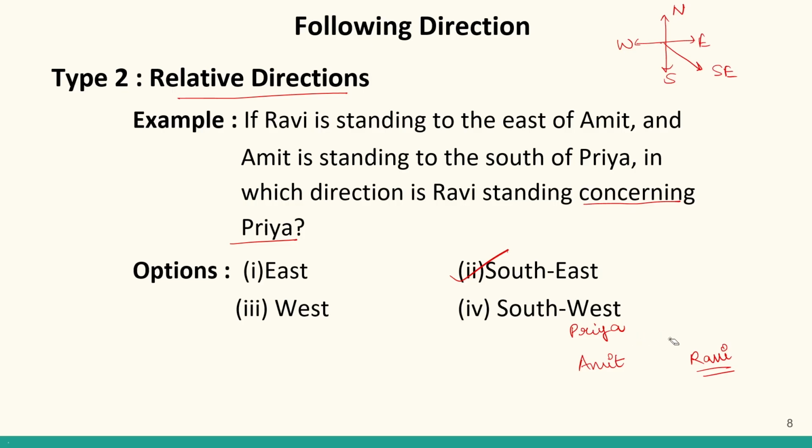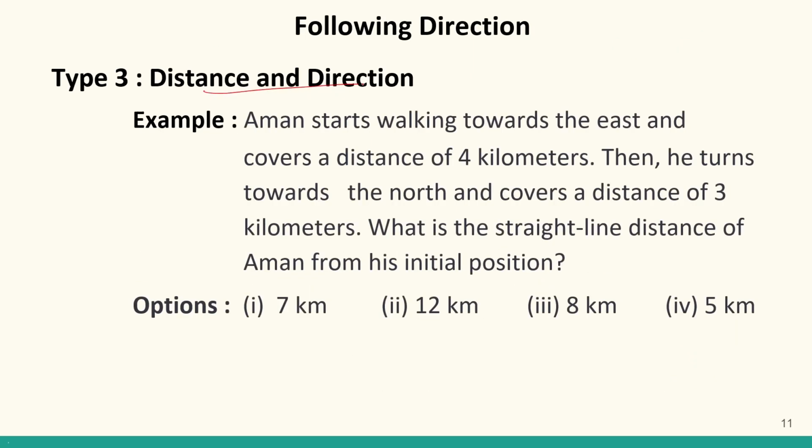Understood? So in relative direction questions, please read the question carefully and understand that with respect to which person are we finding the direction. Okay, then this is the third type, distance and direction. Now let us solve this question. Aman starts walking towards the east. Okay, so he is walking towards east. That means he is walking towards which direction? So if he is walking towards east, that means he is going in this direction, right? And covers a distance of 4 kilometers.